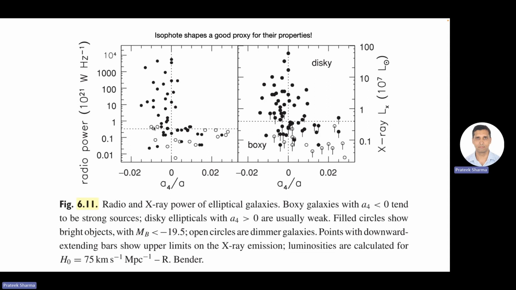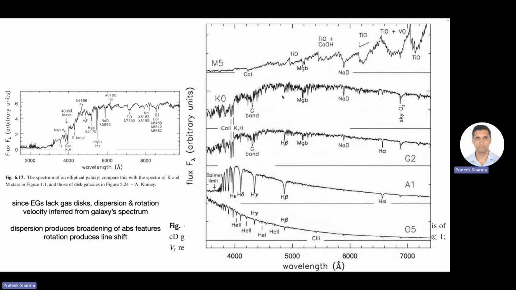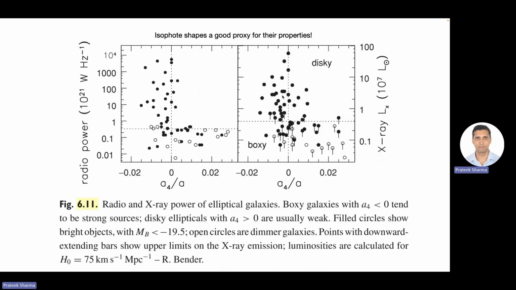So here, what are the open circles? The filled circles are galaxies with M_B less than minus 19.5, so that means they are brighter. The filled circles are more luminous galaxies, and you can see the more luminous galaxies are more likely to host radio power and X-ray emission. So what about, okay, so this is great.